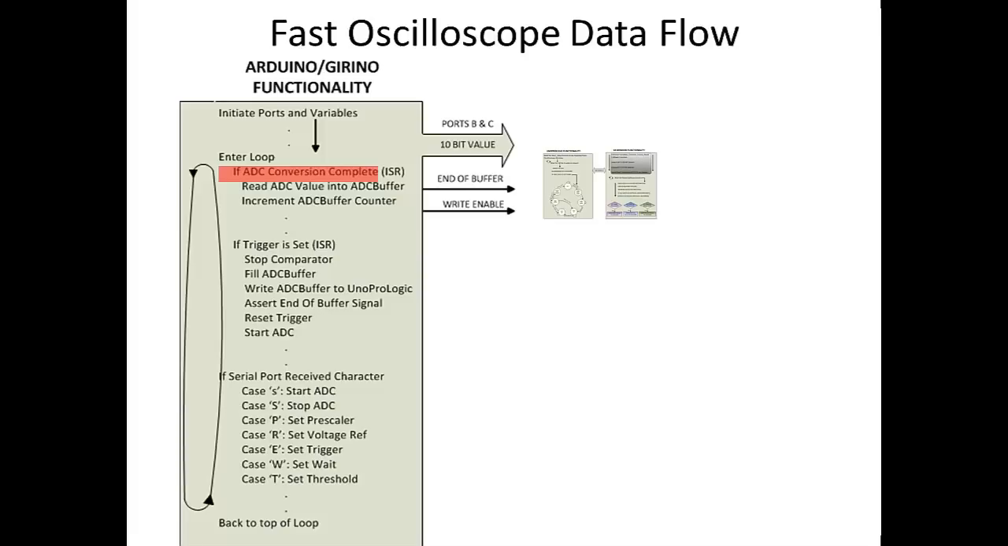When this happens, the loop function is stopped and the interrupt function executes. It examines if the trigger bit has been set. If it is not, then the update variable is set to true and the interrupt exits. When the interrupt is complete, the loop function continues with the next instruction.